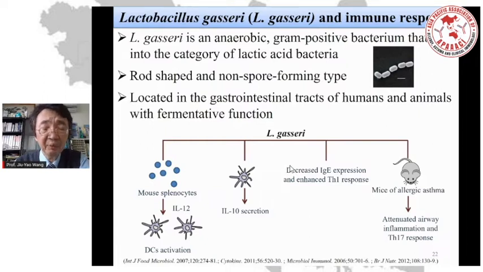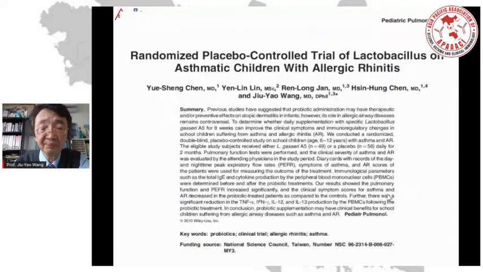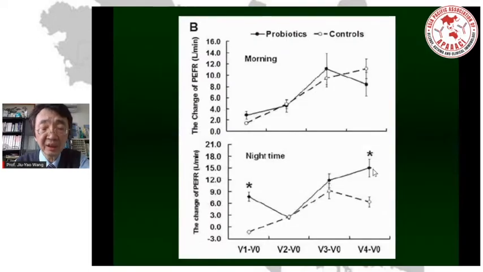So in the last part, I will introduce some of our clinical trials using probiotics. We selected one lactobacillus, which we call gasseri, because in our laboratory we have shown that administering Lactobacillus gasseri increases IL-10 in dendritic cells. Also, in animal studies, we found it can decrease allergic disorders such as allergic asthma. So we decided to conduct a double-blind, randomized clinical trial administering Lactobacillus gasseri for 2 months, and we measured asthma symptoms.